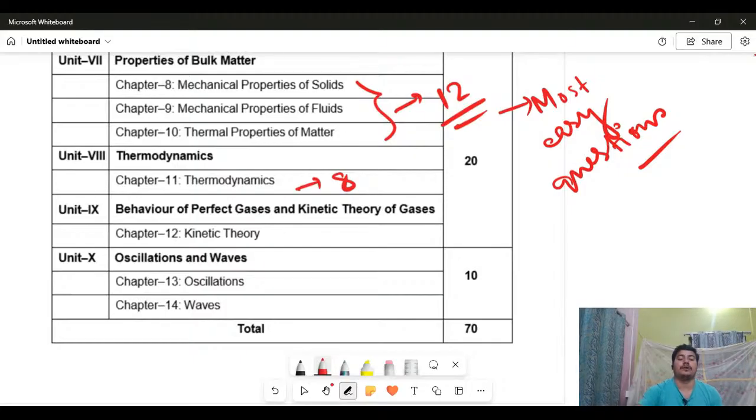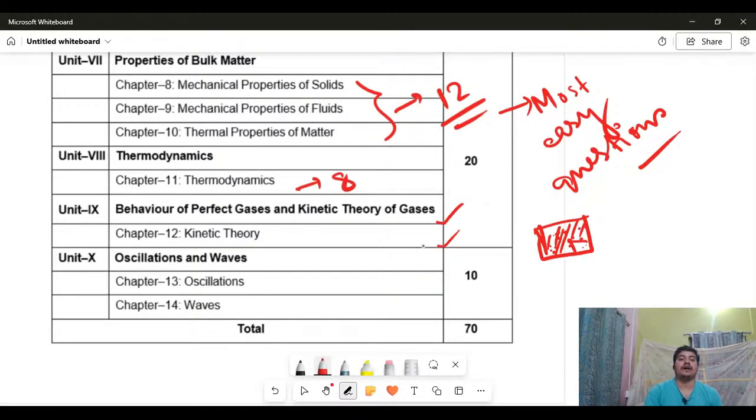After that, we are going to the next thing, that is the behavior of perfect gas and kinetic theory of gases. The kinetic theory of gases means, if you keep a gas in a container, it will spread throughout the whole container. But does it actually need this much space? Yes, we can compress it. So suppose this much space is already required, this space was not required for the gas. This type of study we will be learning in kinetic theory of gases.